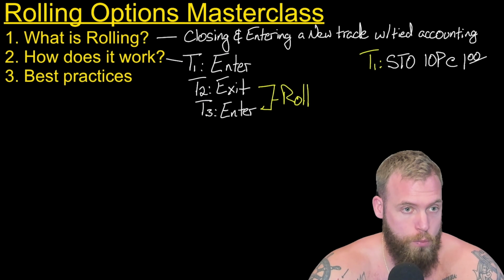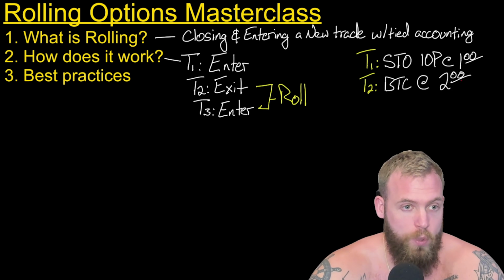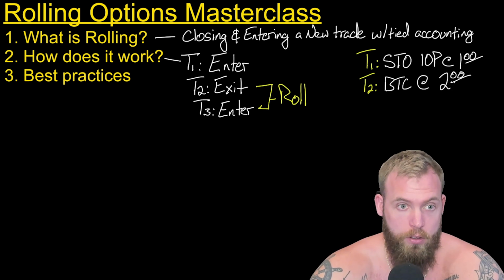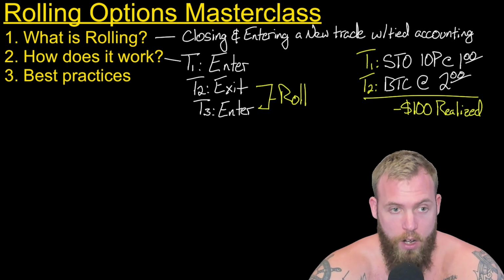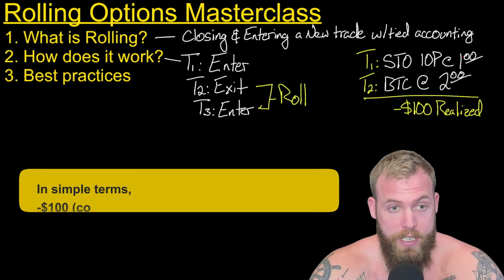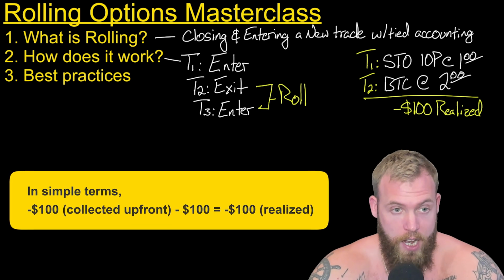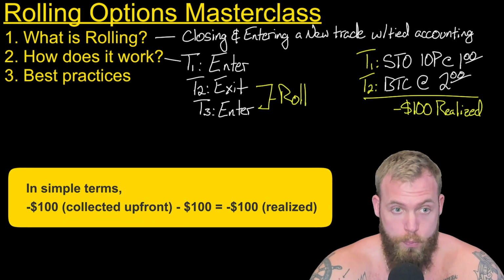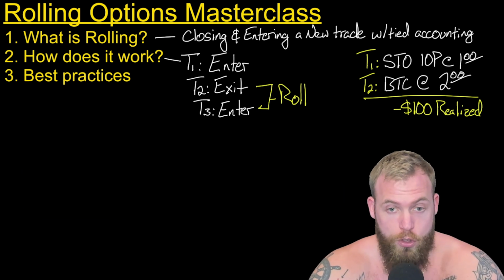So what does this look like in terms of money? Well, in this first trade, if we sell to open a put, I just picked a random one, for $1, then we close it for $2. What happened here? Pretty simple. We realized a $100 loss. We collected $1. We closed the trade for $2. That means we give up the dollar that we collected up front, and then we give up another dollar on top of that. That is $100, because obviously you multiply this out by 100 for options. This is where the trade lands.